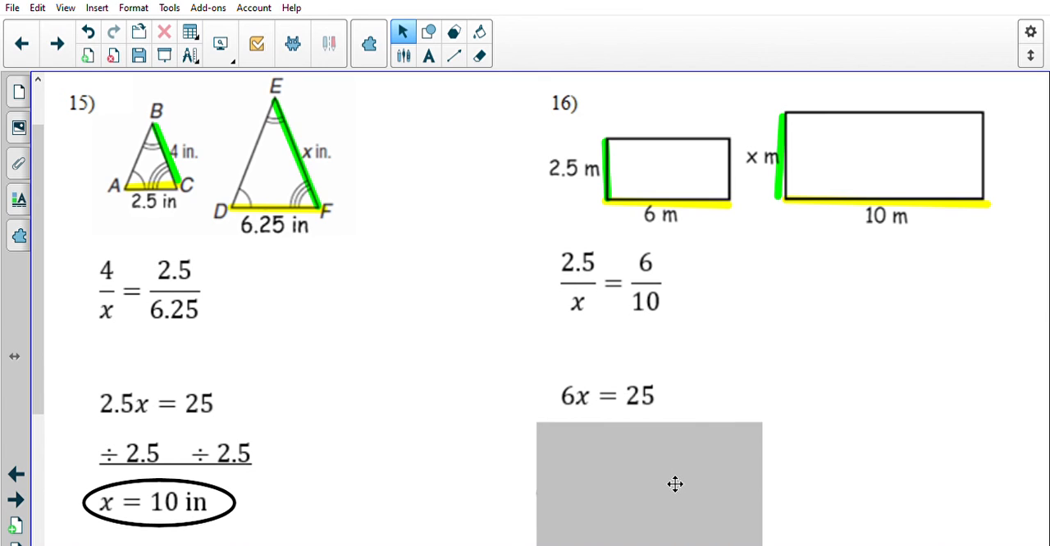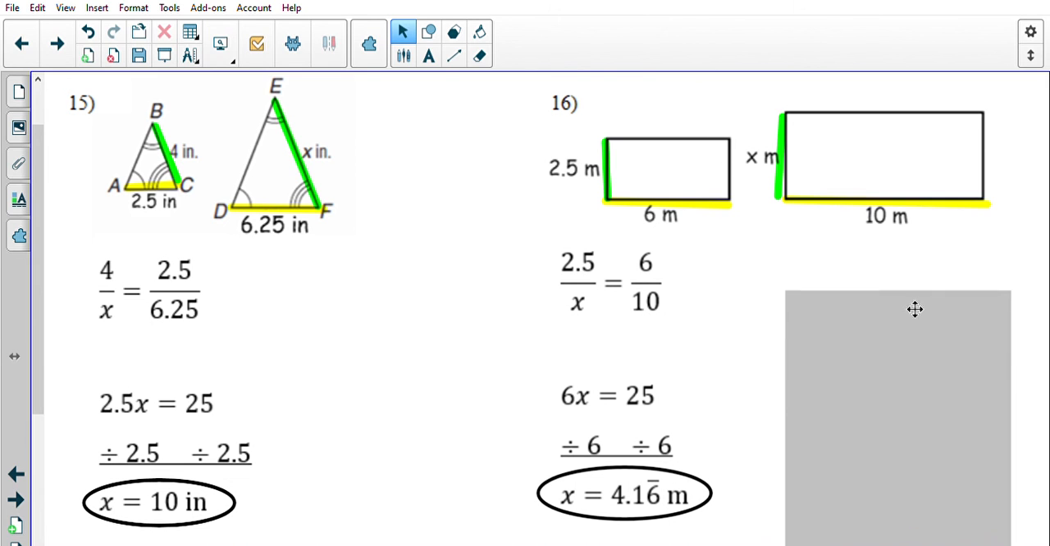Cross multiply, we get 6 times x is 6x. 2.5 times 10 is 25. Divide both sides by 6. We do get a really weird decimal for this one. I want to make them not always work out nicely. You get 4.16 with the 6 repeating meters.